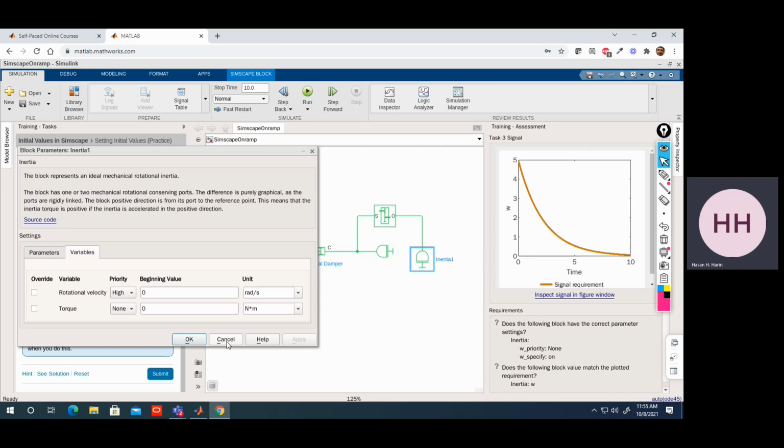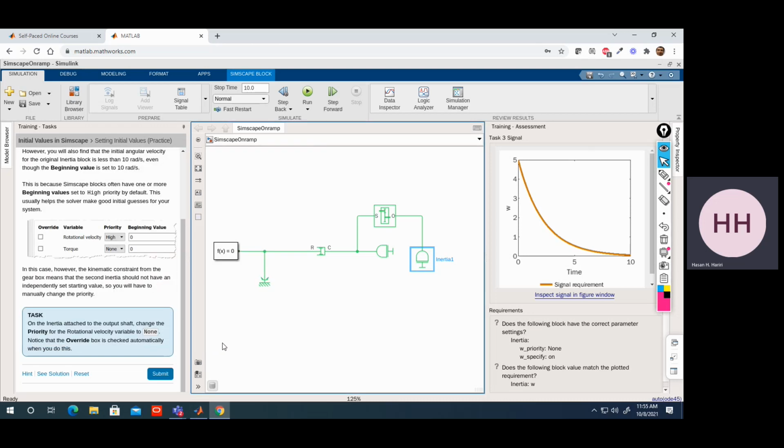Because here they are telling you the beginning value is 0 and priority high, and here the beginning value is 10 and priority high. So then it makes a conflict. How can you want this to start at 0 and this at 10? This is not possible. So what MATLAB is doing is starting them at the value of 5, which is not what you want. You want to start at 10 actually. So what to do? Okay, let's see the task.